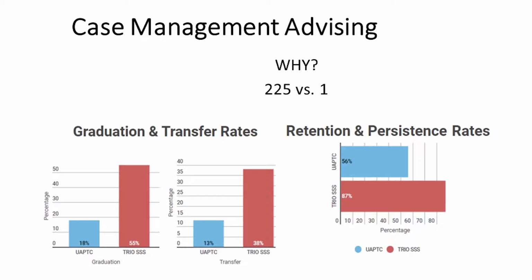I mean, there have been lots of studies and publications about this, but just keep that in mind. The transfer rate also shows a significant difference. You're looking at 38% versus 13%. And all of these metrics are what helps us with the funding formula. So just please keep that in mind, because it is going to be a big change.